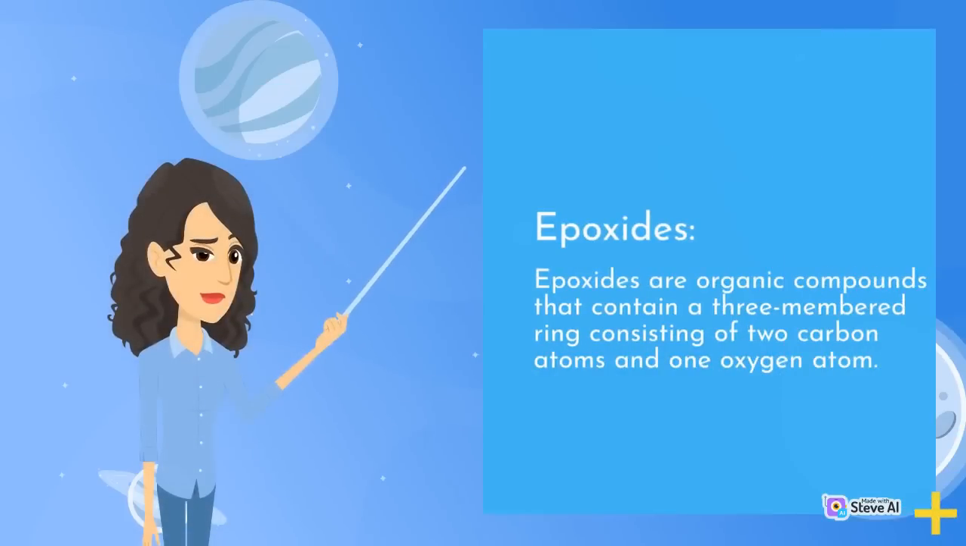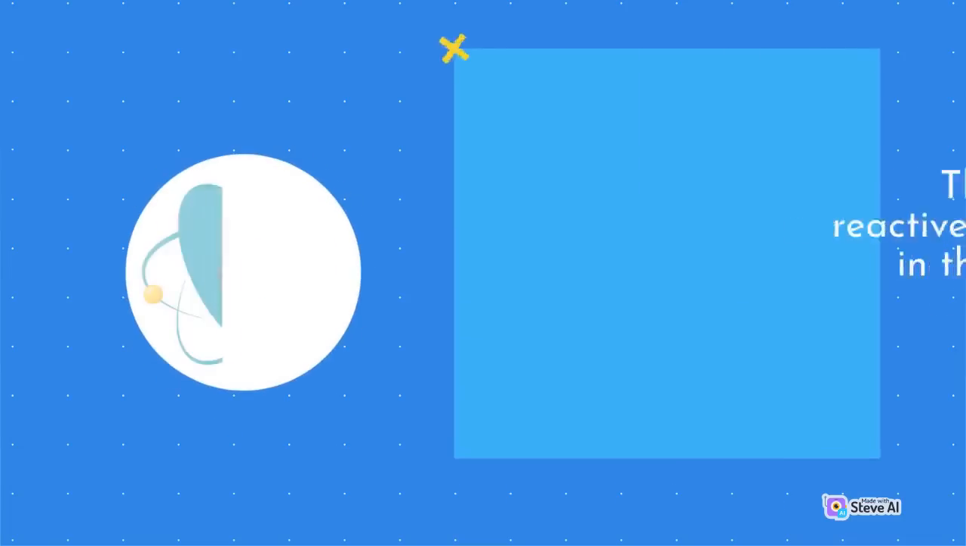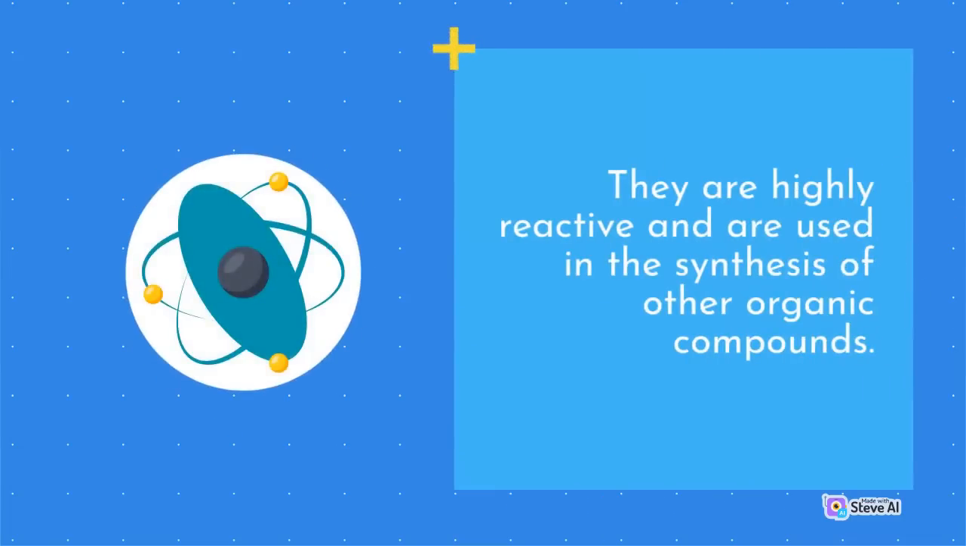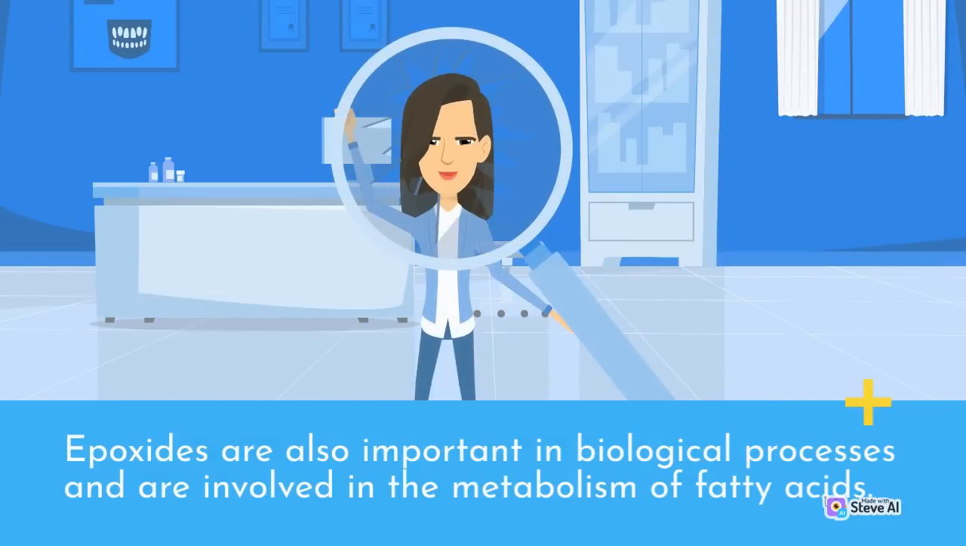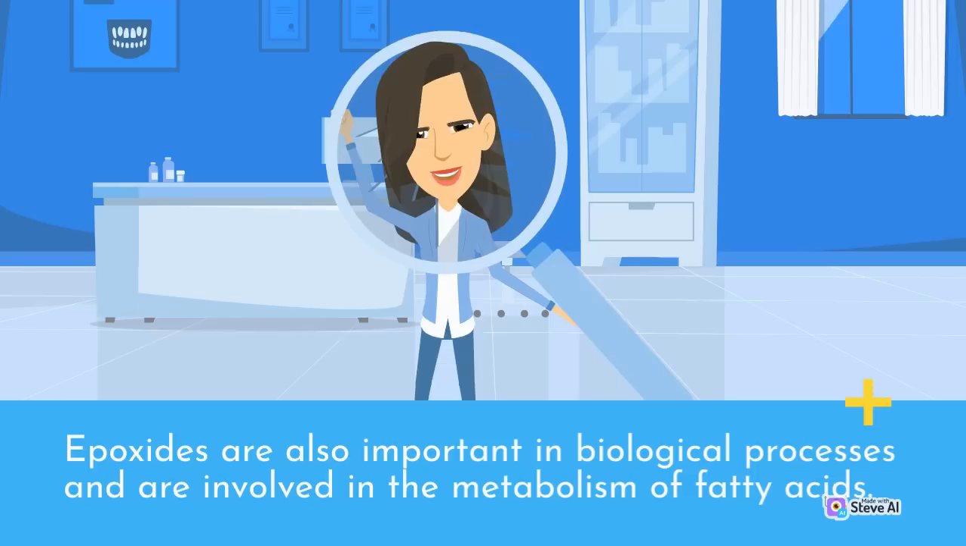Epoxides. Epoxides are organic compounds that contain a three-membered ring consisting of two carbon atoms and one oxygen atom. They are highly reactive and are used in the synthesis of other organic compounds. Epoxides are also important in biological processes and are involved in the metabolism of fatty acids.